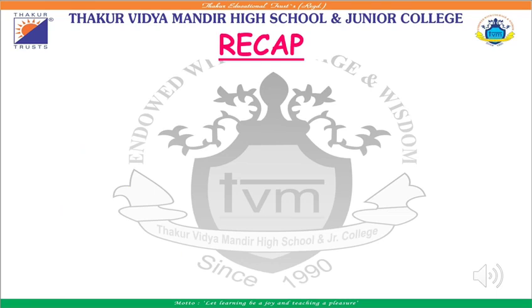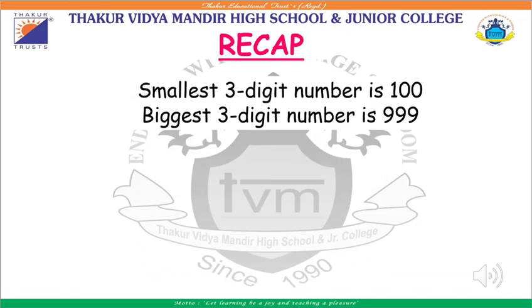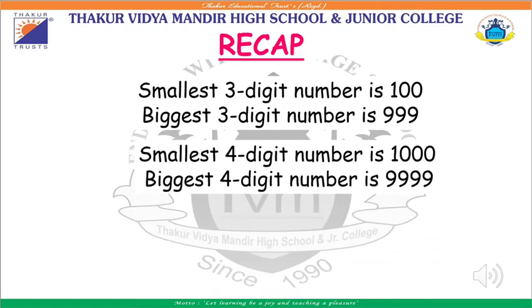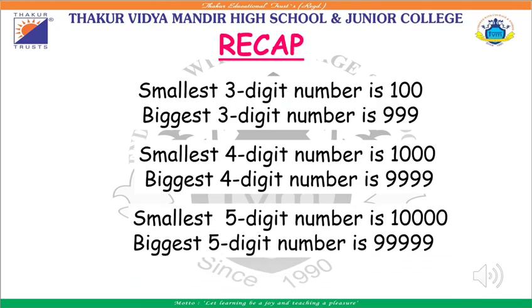So, we will take a recap of what you learned today. Children, I think you are clear with the 3-digit, 4-digit and 5-digit numbers. The smallest 3-digit number is 100. Biggest 3-digit number is 999. The smallest 4-digit number is 1000. Biggest 4-digit number is 9999. The smallest 5-digit number is 10,000 and the biggest 5-digit number is 99,999.